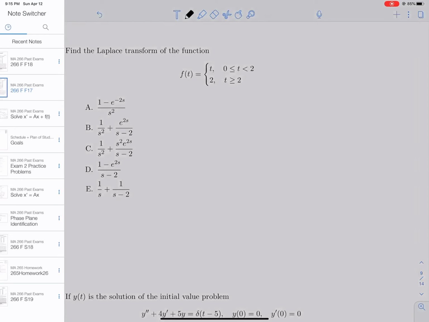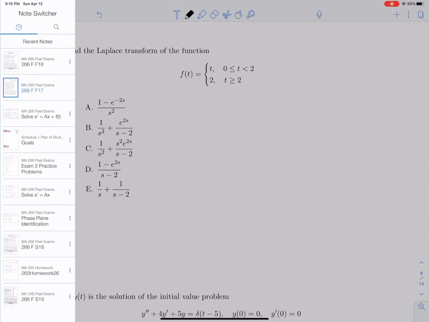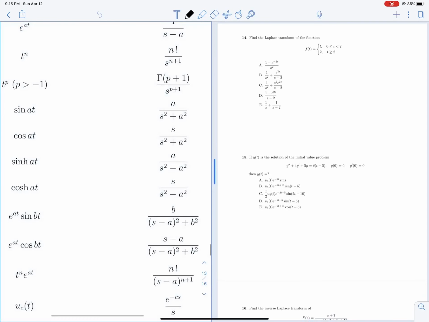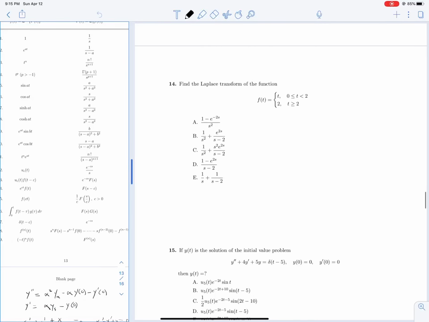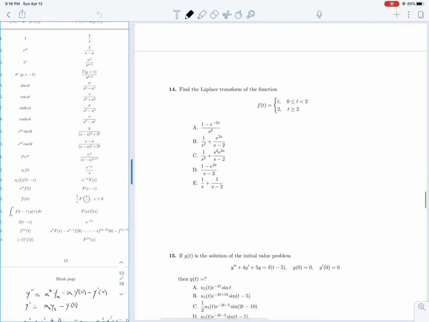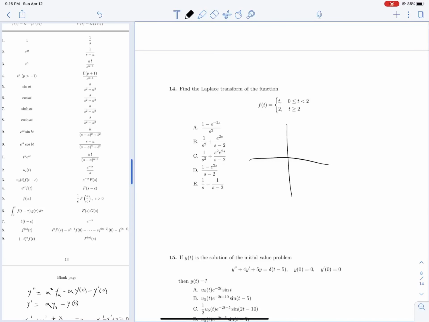Let's find the Laplace transform of this function here. If I can grab our little Laplace transform sheet, that'll be helpful. Let's see what is happening here. We have a piecewise function. We can graph this out. From 0 to 2, our function is equal to t, and afterwards, our function is still equal to 2. So we kind of have this infinitely fast change in the slope of our function, but we're still continuous everywhere.